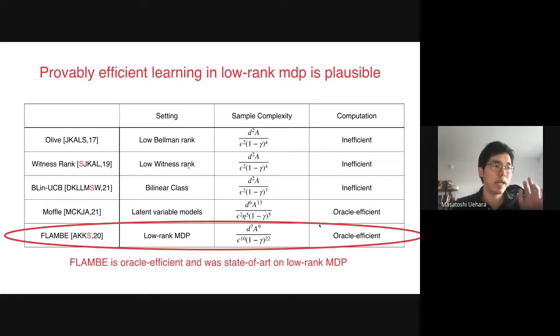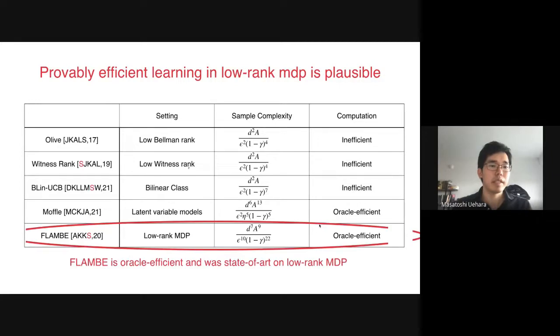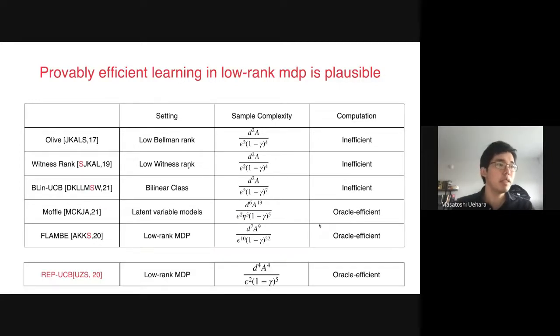And now FLAMBE is the state of the art which works on low-rank MDPs. And LepUCB, our new algorithm, also works on low-rank MDPs, and it ensures polynomial sample complexity, and our algorithm is oracle efficient. Importantly, we just use the same oracle as FLAMBE. So our comparison is very fair because the oracles are really the same.